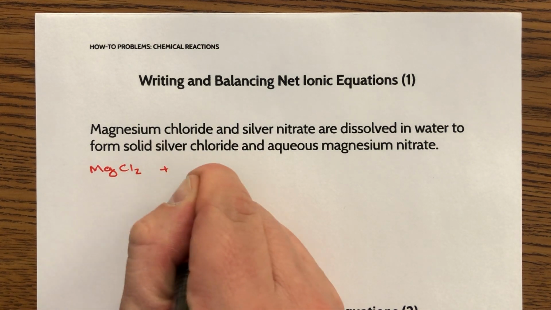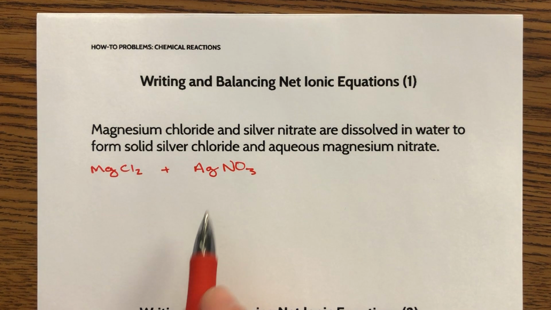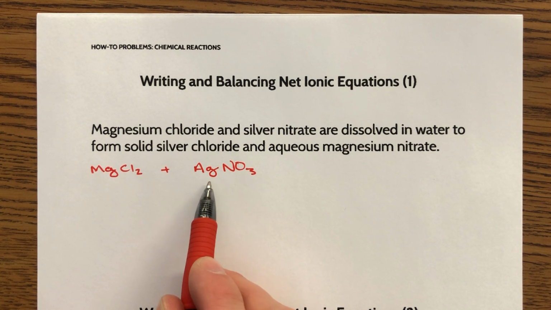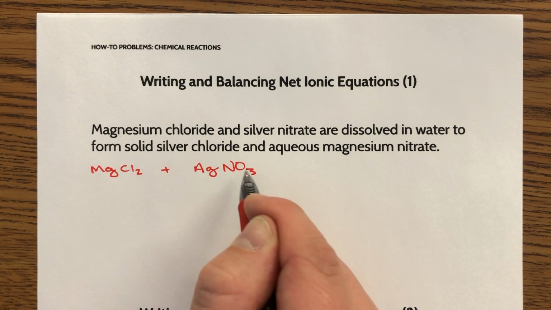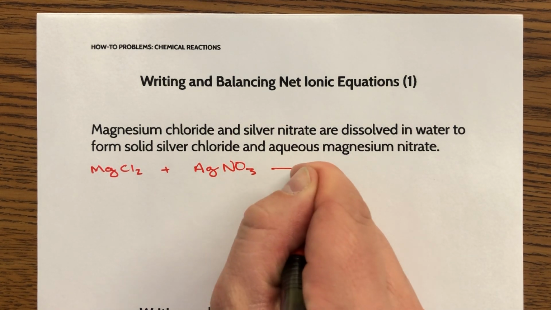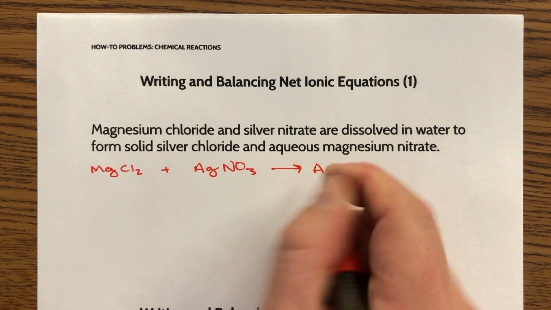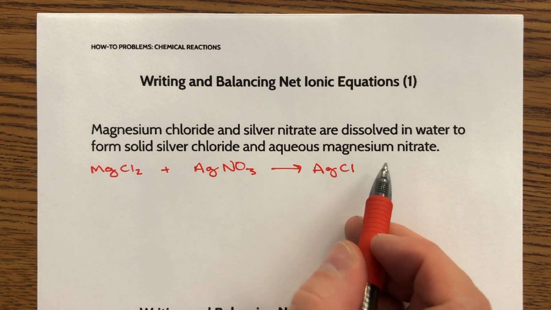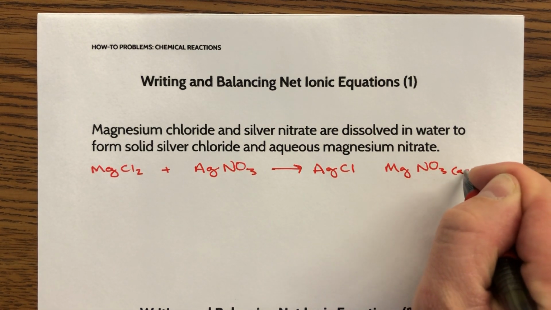And it's going to react with silver nitrate, AgNO3, and nitrate is a polyatomic ion. If you notice, it's all nonmetals combining, and we have 1 metal ion. The metal ion is going to give 1 electron, and nitrate only needs 1 electron, so this is balanced. And we're going to form solid silver chloride, so it's going to be AgCl, and it's going to form aqueous magnesium nitrate, and we're going to write MgNO3, and it's going to stay aqueous.